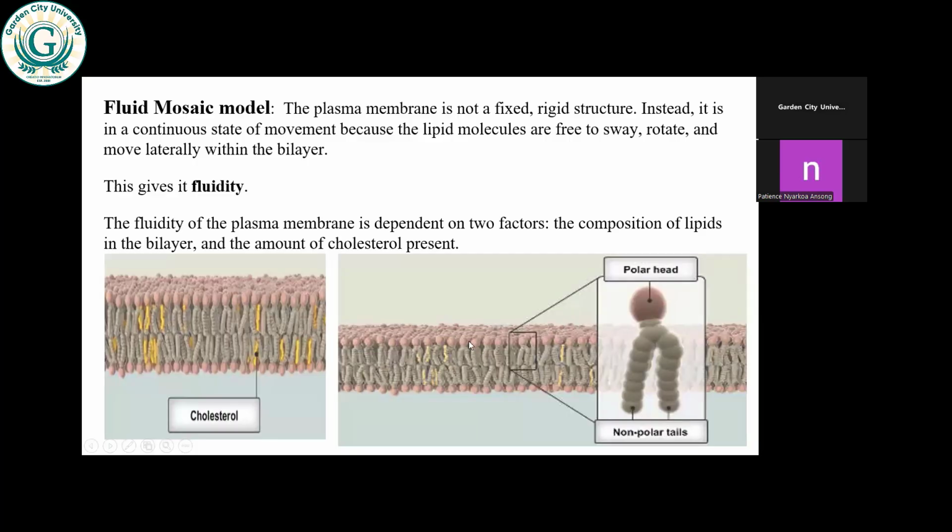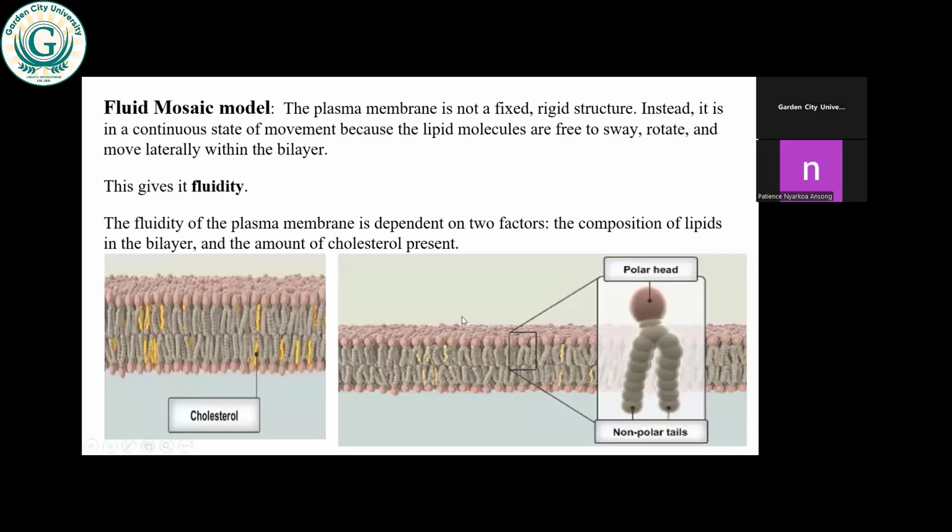So you can have this phospholipid moving to this end, this also moving to that end, and so on. So they are not arranged in a fixed, rigid manner. No, they are flexible and they are in a form of fluid. So it gives the fluidity of the cell membrane.